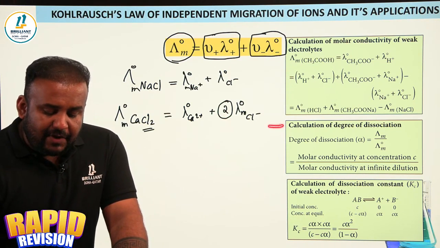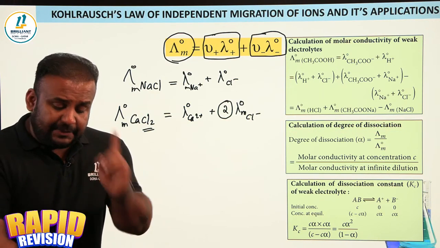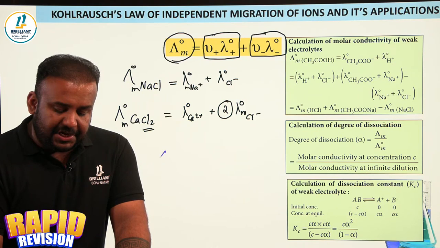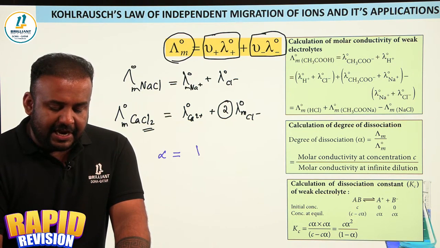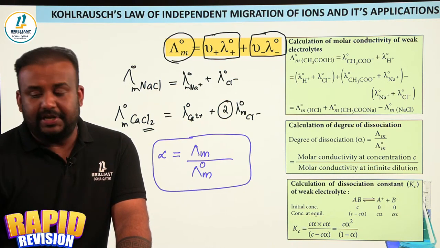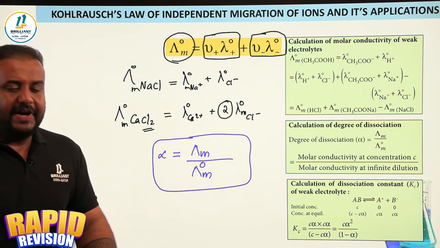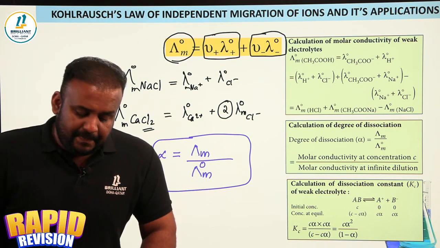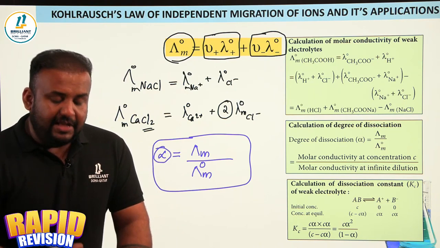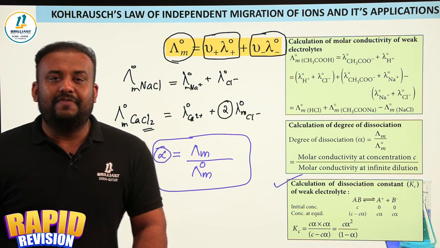Right. The second one, calculation of degree of dissociation. Very important. One expected numerical is from this section. Molar conductivity of an electrolyte divided by limiting molar conductivity is equal to the degree of dissociation. Alpha is equal to lambda m divided by lambda naught m. And once you get alpha, there is another thing that you can find. What is that? Dissociation constant of an acid.